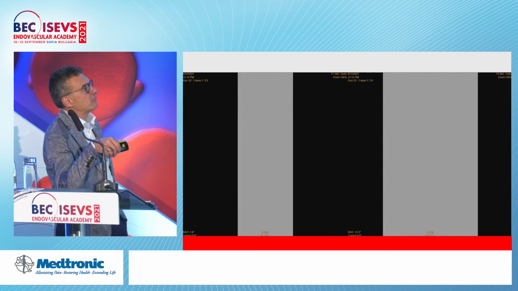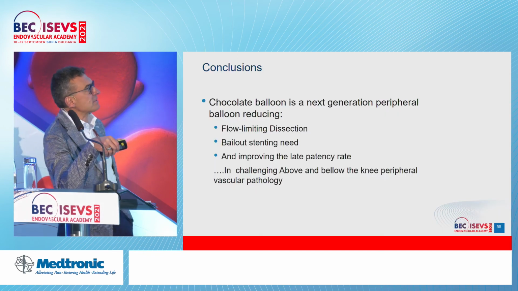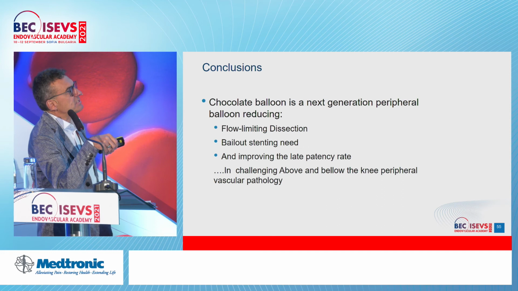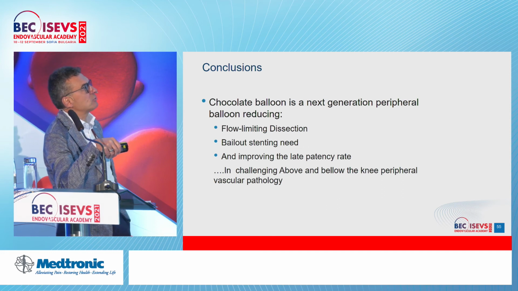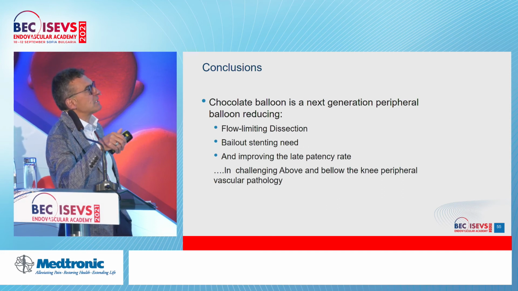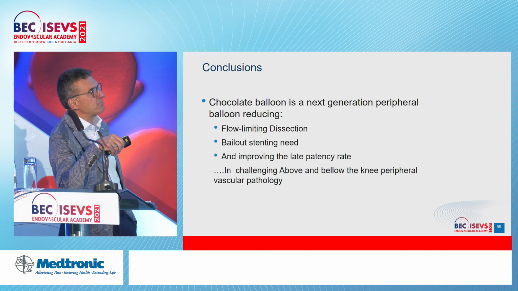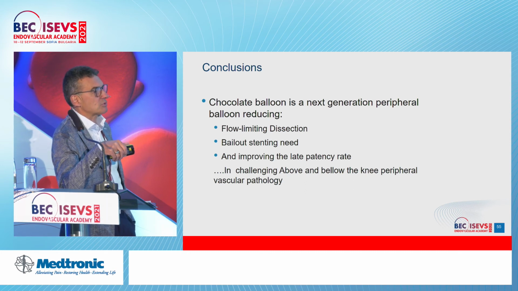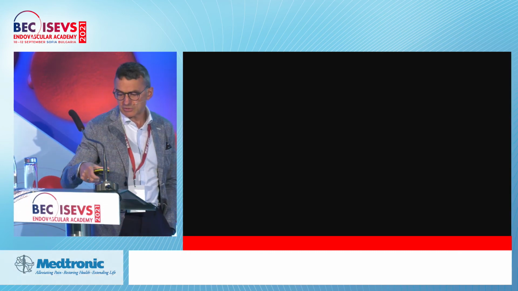And this is the final result I saw below the knee. As a conclusion, I would say that the chocolate balloon is a next-generation peripheral balloon reducing flow-limiting dissection, bailout stenting need, and improving the late patency rate in challenging above and below the knee peripheral vascular pathology. And thank you very much for your attention.